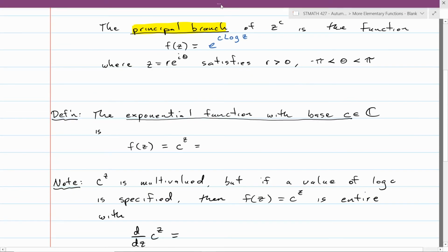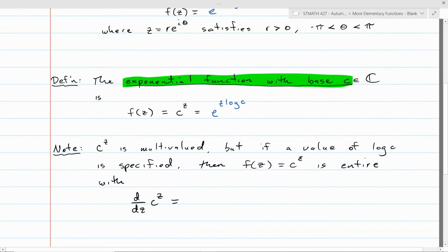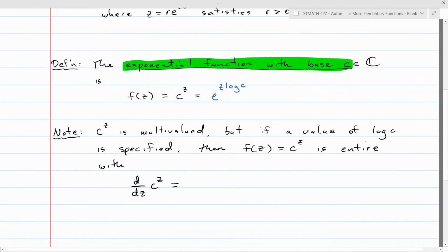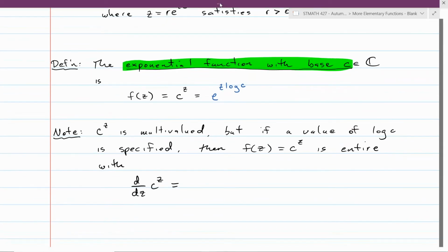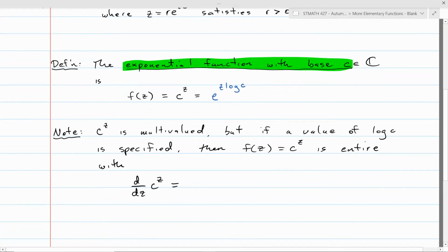Now it also makes sense to define an exponential function with base c, where c is any complex number, to be e to the z log c. And again, this function would be multivalued just because the logarithm up there in the exponent can have lots of different values. But once we specify a value for that logarithm, then this becomes a single-valued function because e to the z is single-valued by its definition.